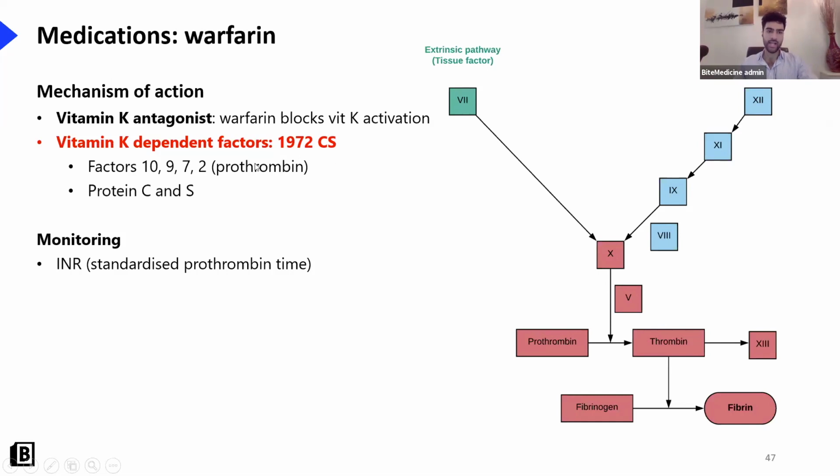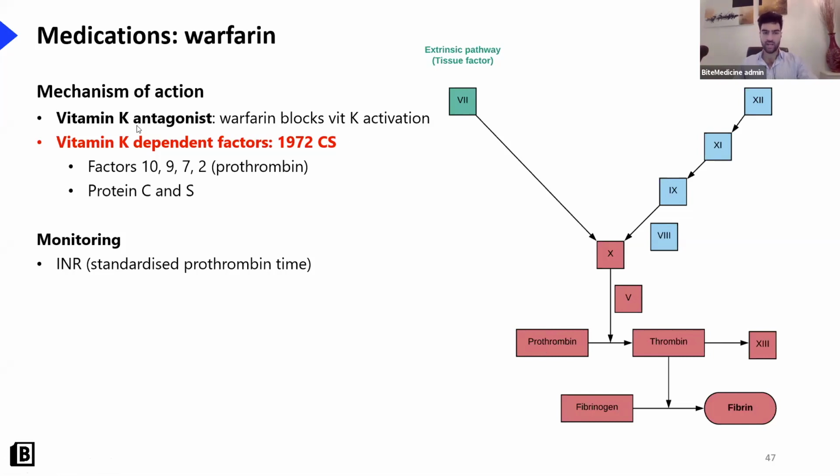That's the mnemonic. We haven't discussed much about protein C and S today. We'll discuss that in the next lesson where we talk about thrombophilia. But the point is, all of these factors require vitamin K to work properly. Factor 10, factor 9, factor 7 over here, and factor 2 is prothrombin. Okay, factor 2 is another name for prothrombin. All of those factors require vitamin K.